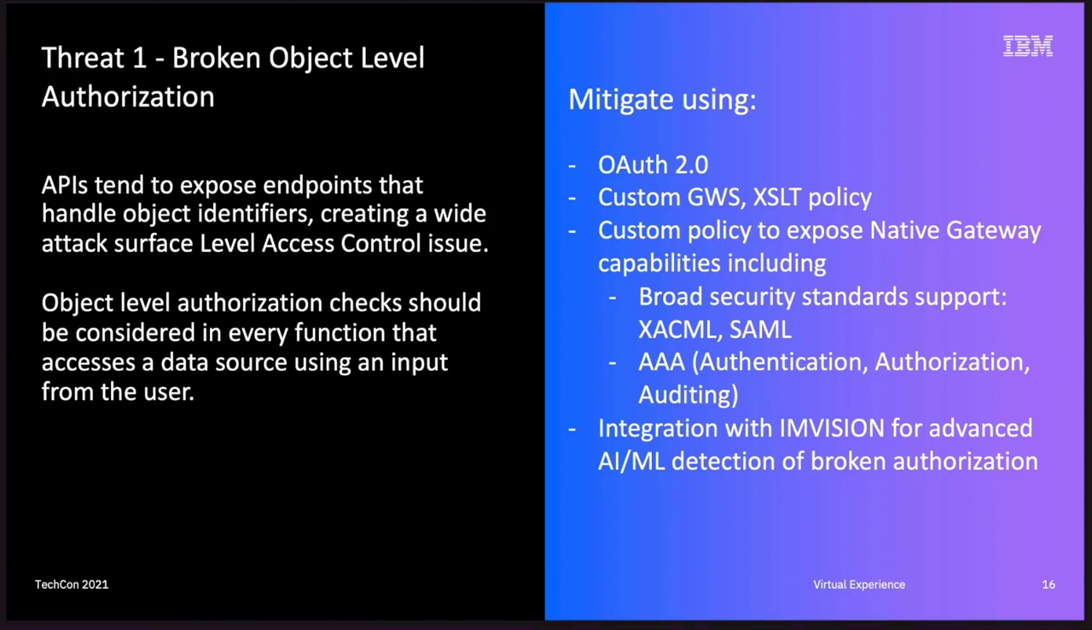Programmatic access via a custom policy using gateway script or XSLT provides the ability to take advantage of deeper gateway capabilities such as broad security standard support like SAML, WS-Security, SSL, TLS, configurable AAA, crypto processing, and key protection. Gateway provides a centralized platform for security governance needs. API Gateway also provides seamless integration with Envision runtime protection for advanced AI and ML intelligence for detecting broken authorization attacks.